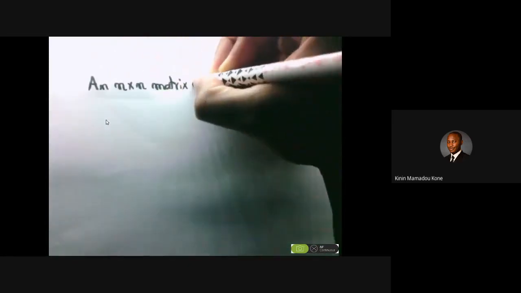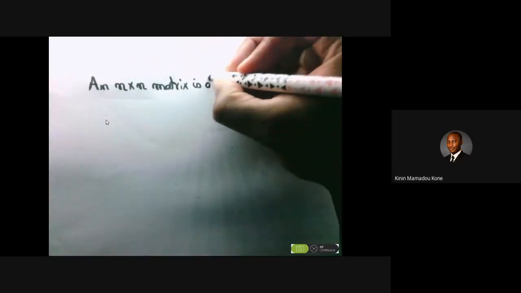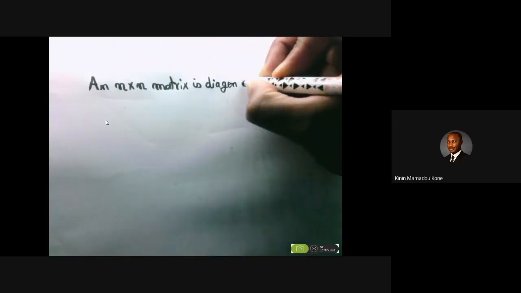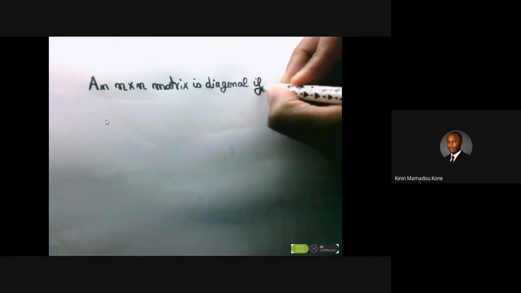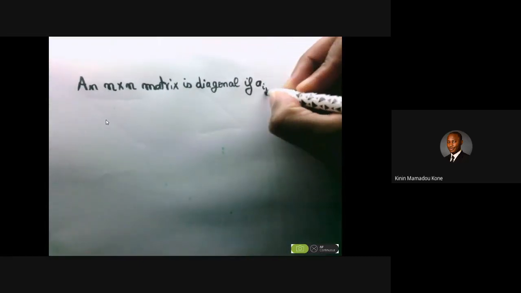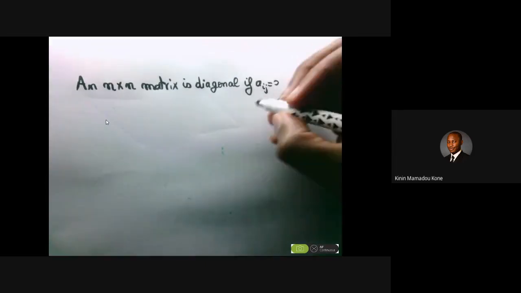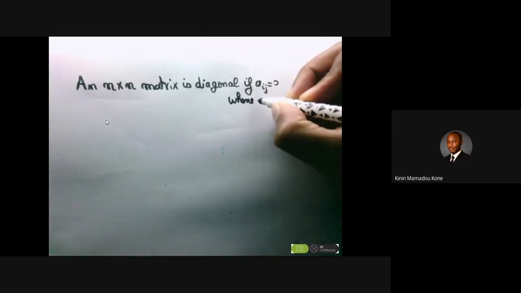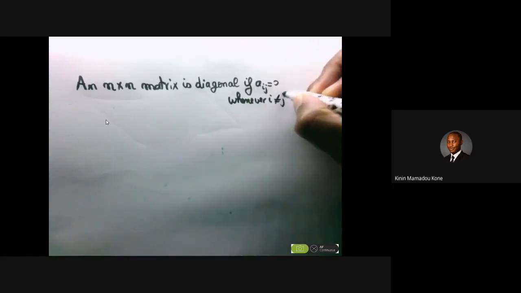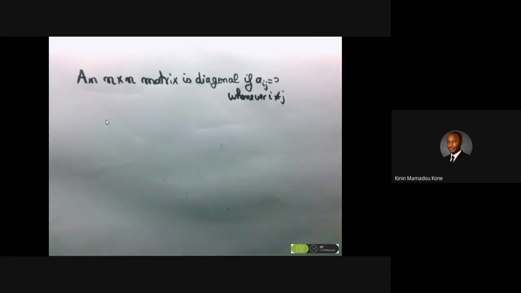So now regarding diagonal matrices, we said that for n by n matrices, a matrix is diagonal if aij equals 0 whenever i is not equal to j. And now let's look at examples of these. You have, for instance, a matrix like this one, 1, 2.